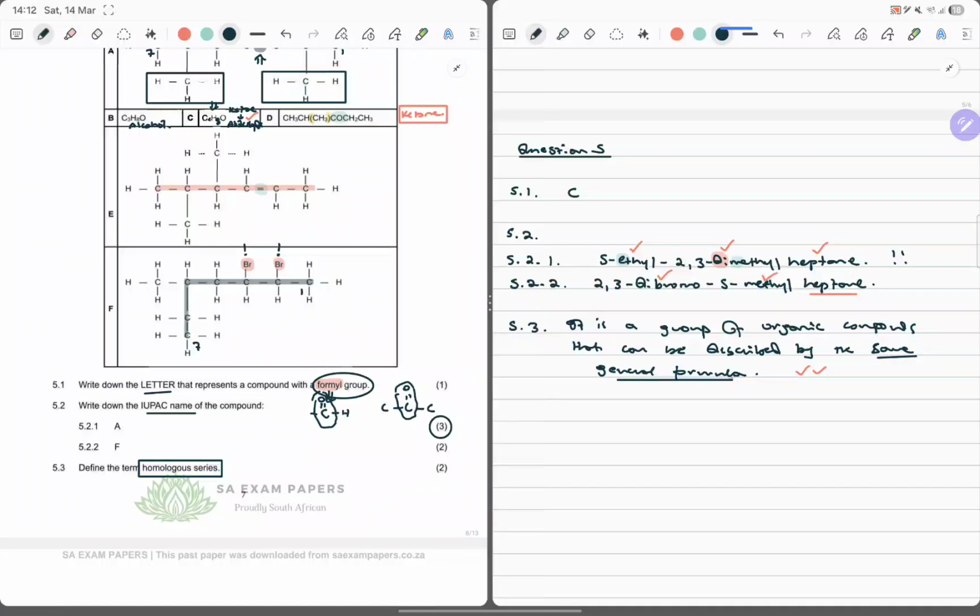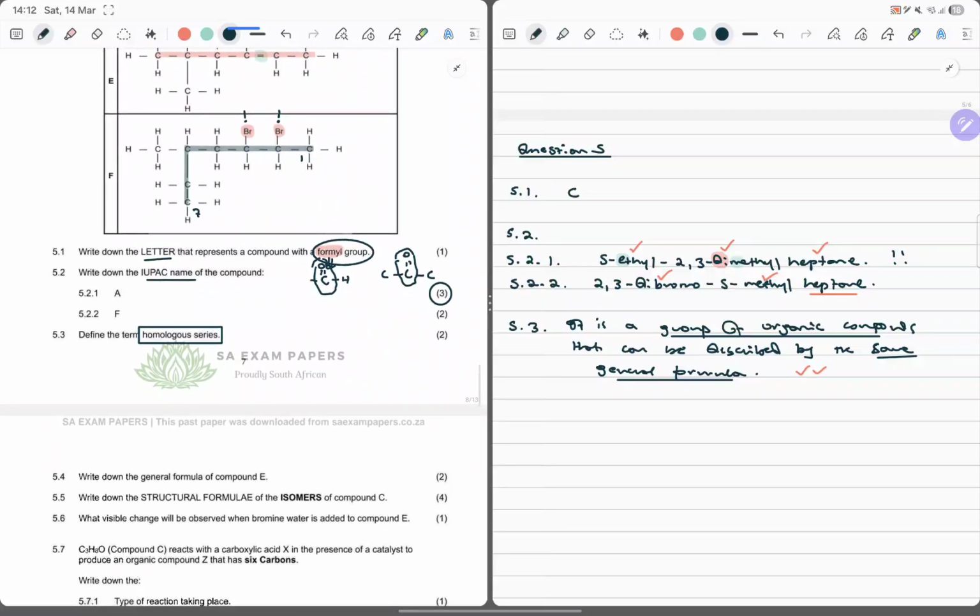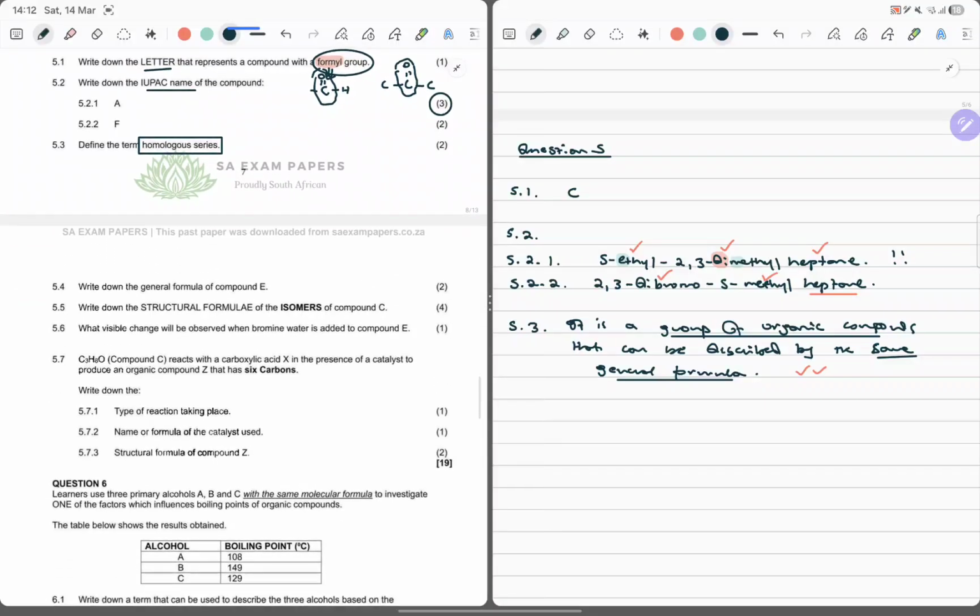So what is important, guys, is the same general formula that describes a group of these organic compounds. I mean, there's not a lot of technicality there. I think it's best to state this so that there's no definition within a definition, okay? If you use the same functional group, it's okay, but I may ask a question further. What is a functional group? Do you even know what you're talking about?